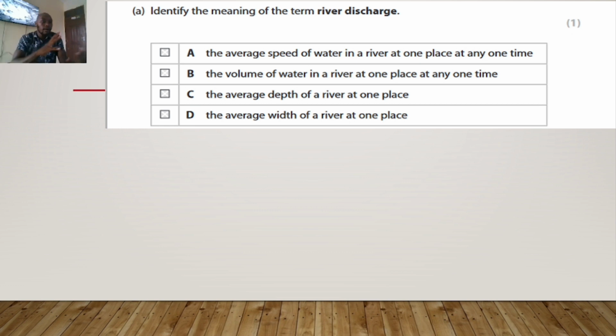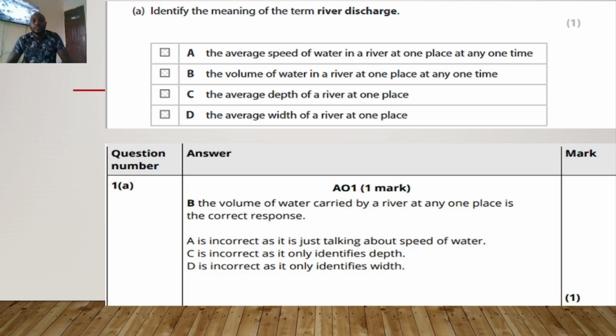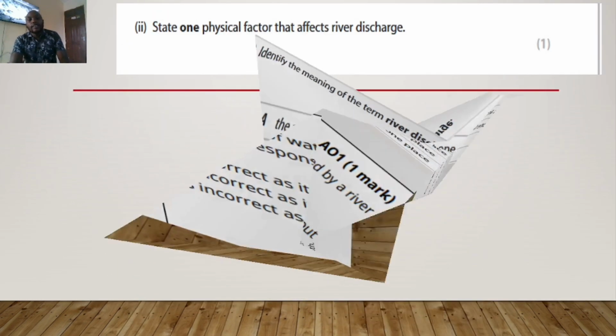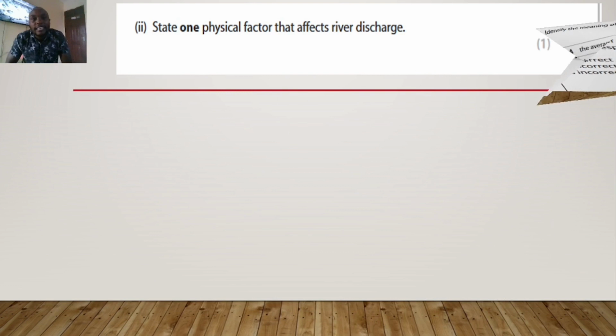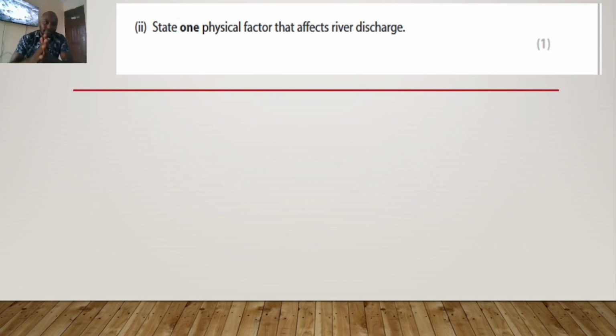River regime, remember, is the variation of that volume of water at one place over time, okay? But this one is at one time. River regime is the variation over time of a river discharge, okay? So the average depth of a river, we're talking about depth, so it can't be true. The average width, we're talking about width, it can't be true. Okay, so the right response is B, the volume of water carried by a river at any one place is the correct response.